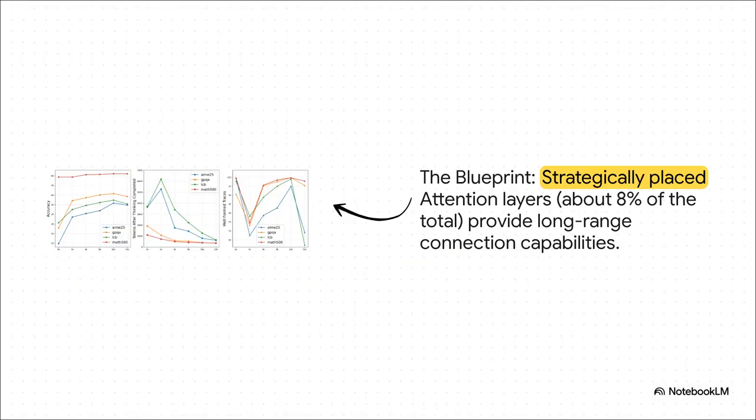And check this out. This is the actual blueprint from their research. You can see these attention blocks are sprinkled in very, very carefully throughout the model. They only make up about 8% of the total layers. Mamba does all the heavy lifting, but these few, powerful attention layers give the model the superpower to connect a detail in Chapter 1 with a question asked in Chapter 20. That's a trick pure Mamba would really struggle with.